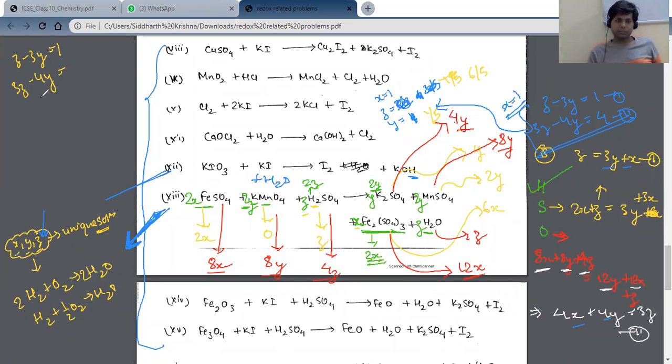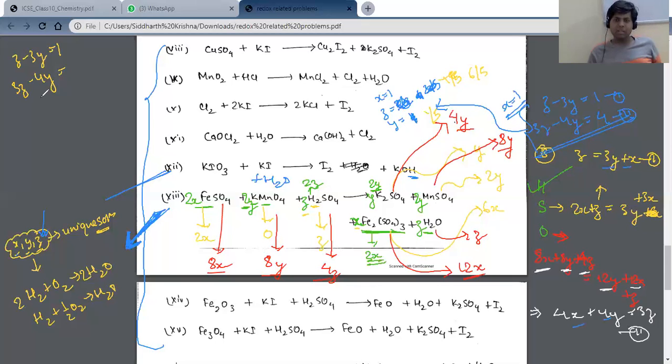Z should be, I think, 8 by 5, sir. Please check, sir, because we are getting Y as 1 by 5, and Z equals 1 plus 3 by 5, that is 8 by 5. Yes, sir. Okay. Z is 8 by 5 and Y is 1 by 5. Here I have solved this. It is 1 by 5 and this is 8 by 5.